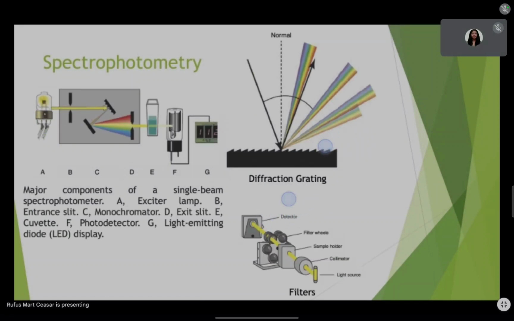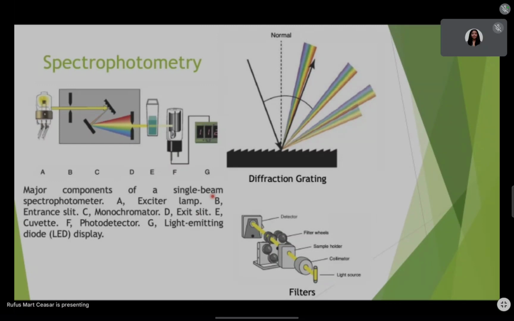So, ito yung isang block diagram ng isang typical spectrophotometer. First, we have the light source. The light source, the monochromator, the sample holder. Minsan may wavelength selector pa dito, pero dito sa block diagram na to ito ay isang photodetector, then readout. Or yung LED display, or ngayon hindi na LED display ang gamit, diretso na sa computer.